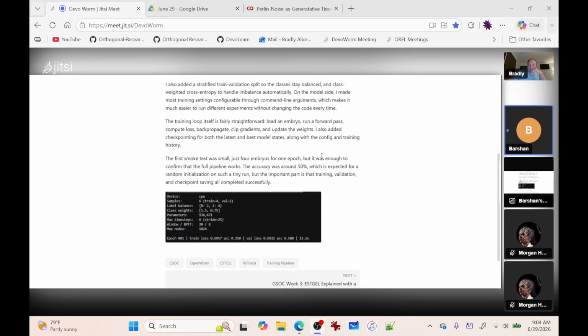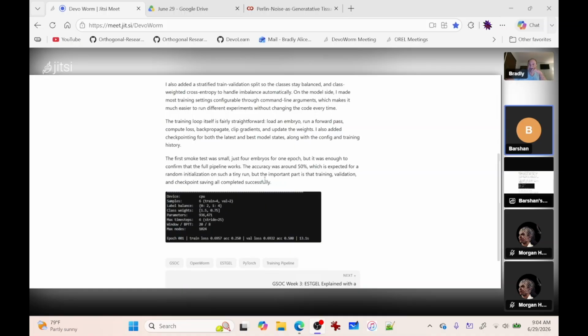It loaded an embryo, ran a forward pass, computed loss and backpropagated. Then it clips the gradients and updates the weights. I also added checkpointing, so that if I run it for a whole day, or if the system crashes, we still have a checkpoint to go to and the weights are saved.